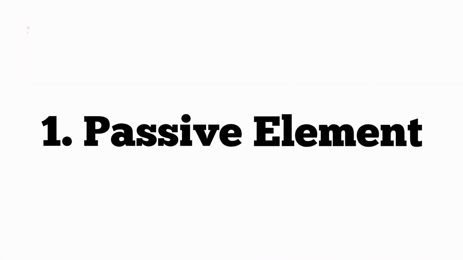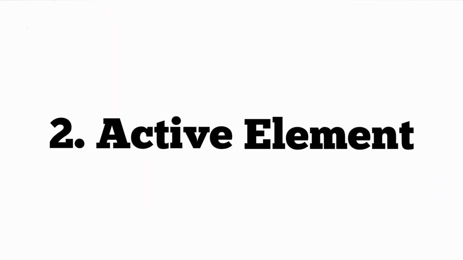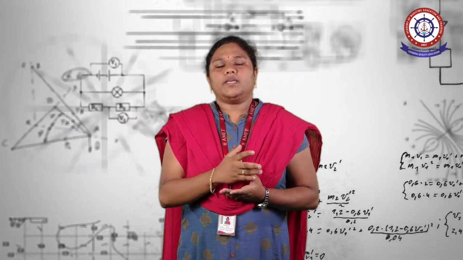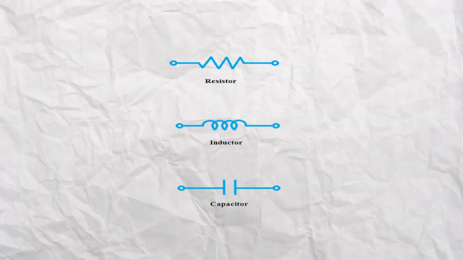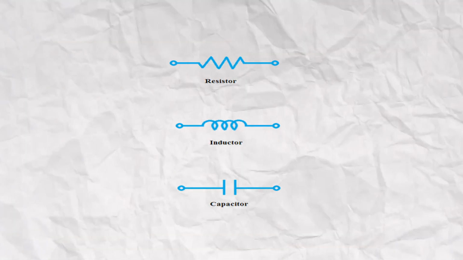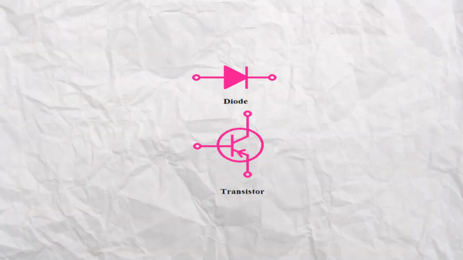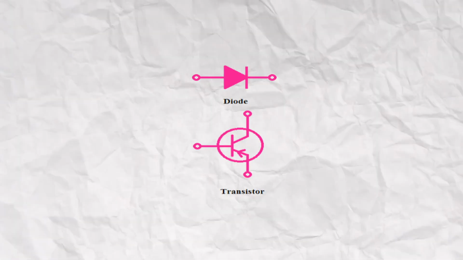We have two classifications of elements, one is the passive element and the other is the active element. The passive element is used to absorb heat, and examples are resistance, inductance and capacitance, the circuit elements used in circuit networks. And then the active elements are the sources, voltage source and current source.